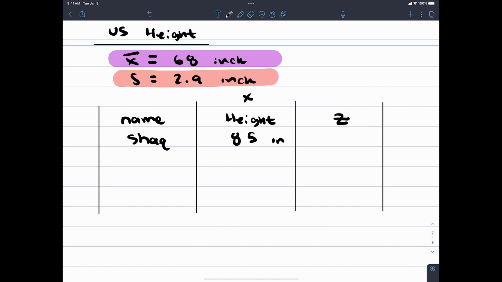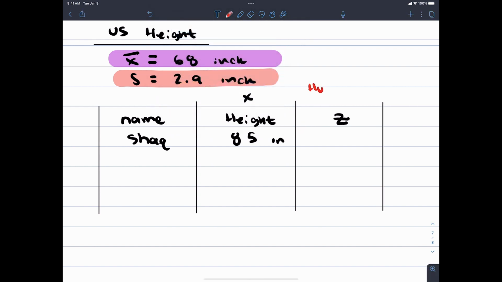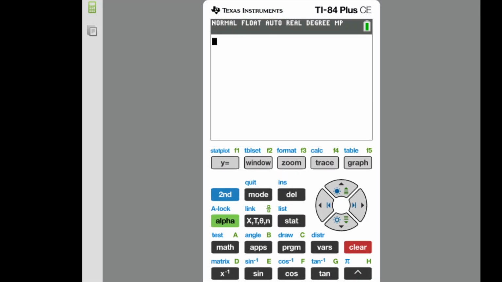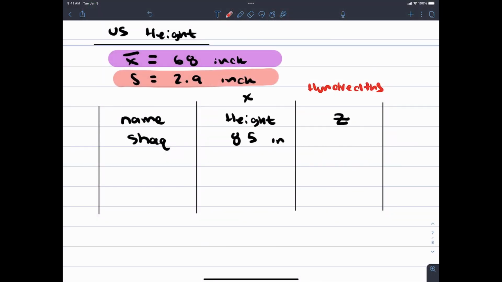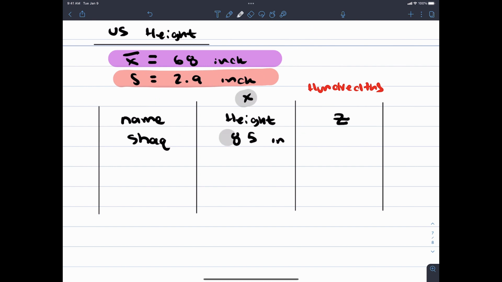And ladies and gentlemen, your Z values are always approximated to the nearest hundredth position. Okay? So here's how you handle that. Go to the calculator again. What's the first number you put in? The X value. What do you guys think the X value is? It's your data value.